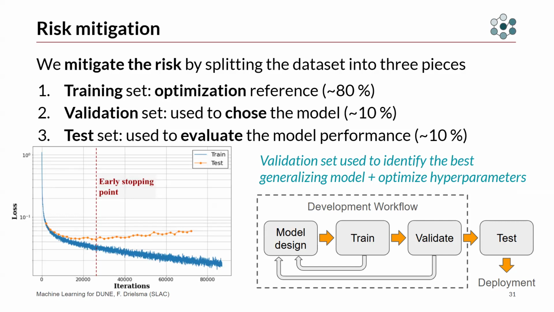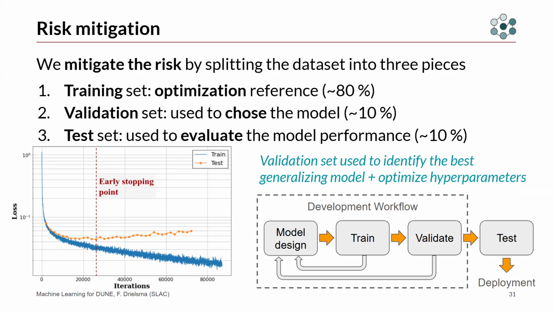You split the data set that you're given from that underlying distribution into 3 pieces. The first piece is called the training set, and that's what we are going to use to train the model on. So that's what the model is going to see to optimize the parameters. And that typically represents a large fraction of your data set, about 80%. Then you have a separate data set, which we call the validation set, which is used to choose the model.